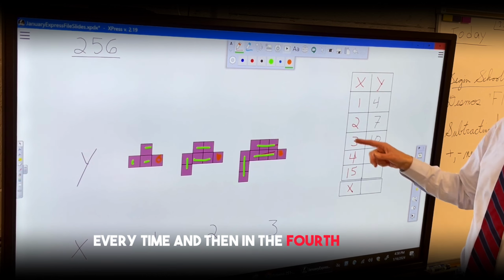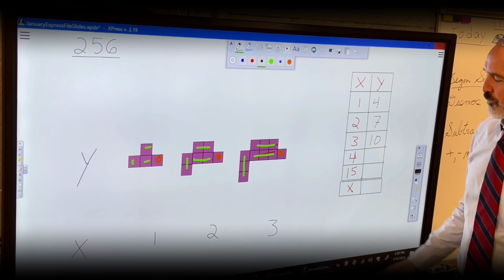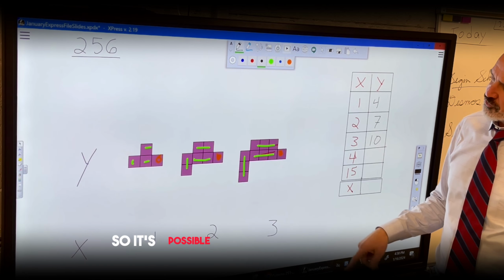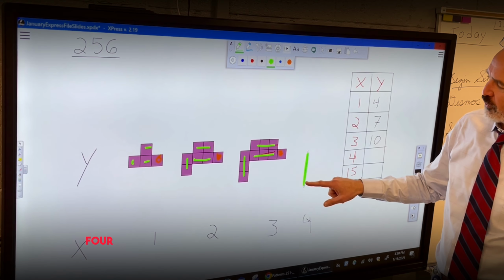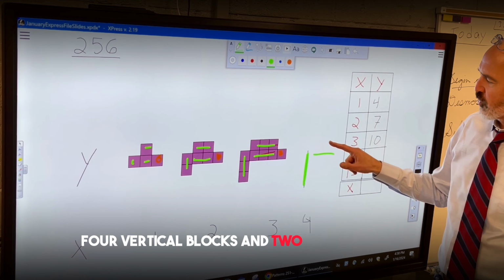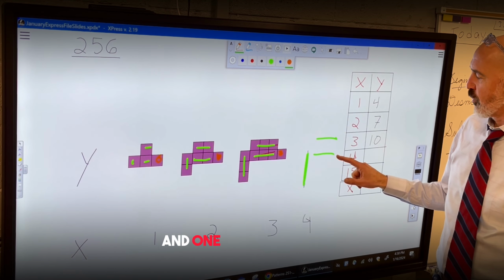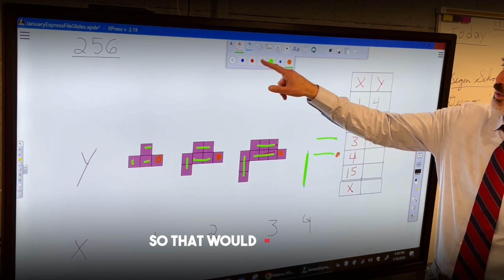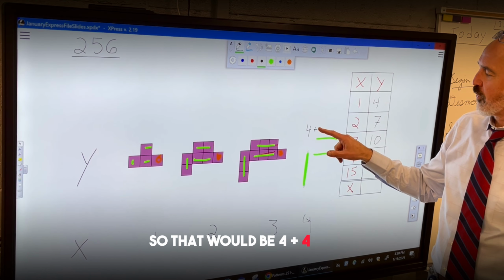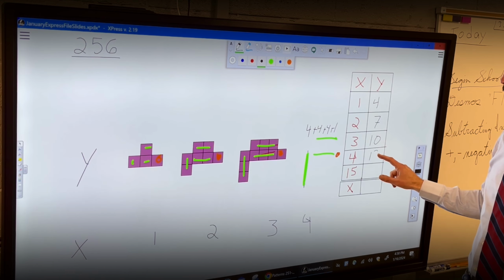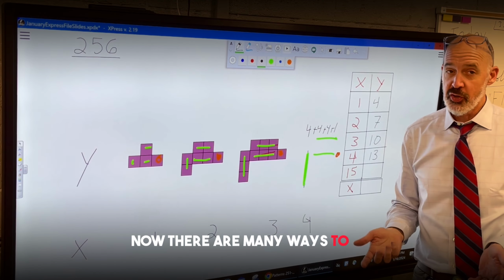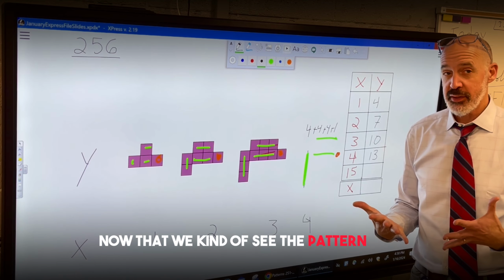And then in the fourth iteration, it's possible that there would be like 4 vertical blocks, then 2 groups of 4, and then 1 more extra one. So that would be 4 plus 4 plus 4 plus 1. That's 13. Now, there are many ways to go now that we kind of see the pattern here.